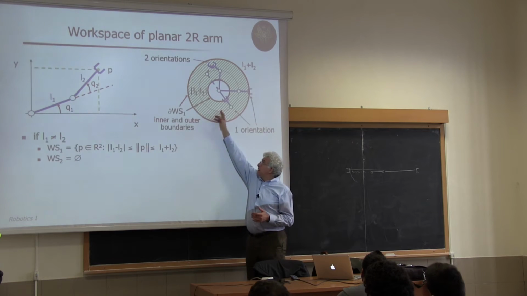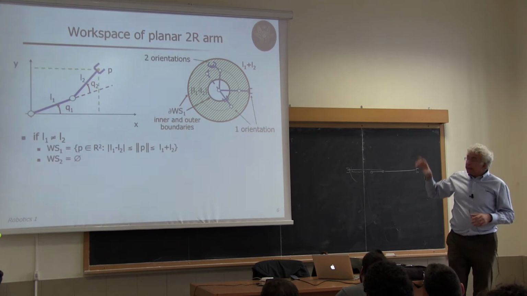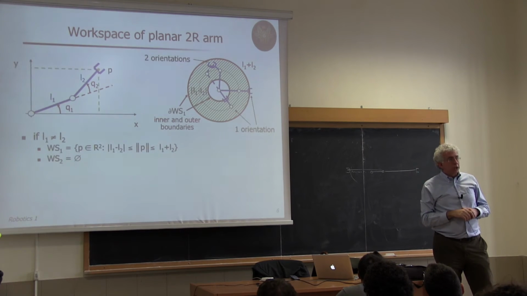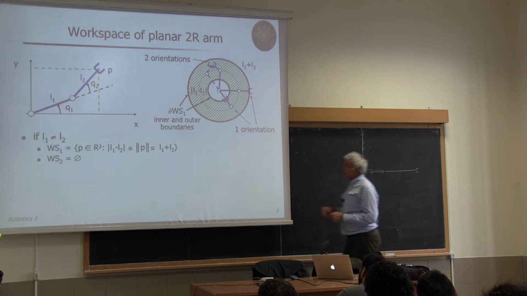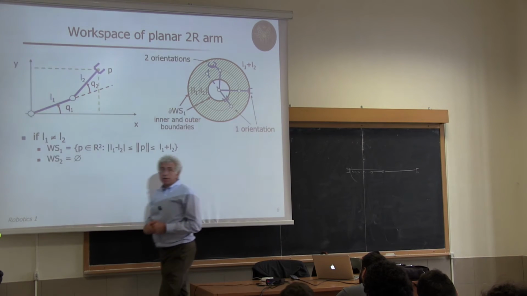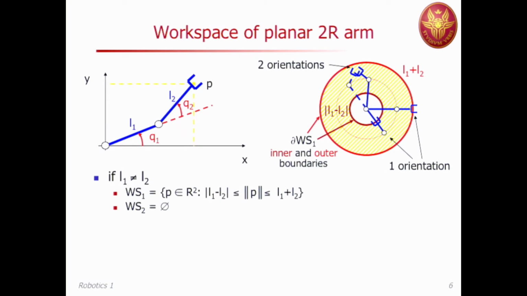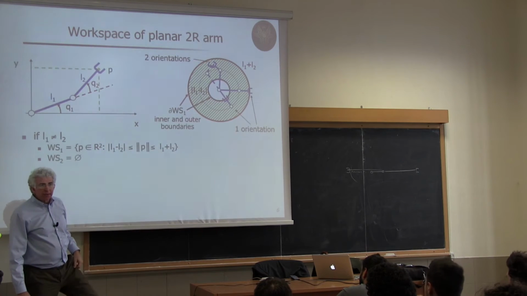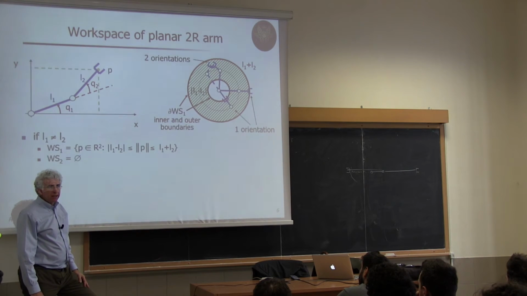Okay? And you can see also in the book some examples of the funny aspect of this workspace, even in this very simple case. Now, we can give an analytic expression to the primary workspace, which is all points in R2 whose norm is between the absolute value of the difference of the link lengths and the sum of the link lengths. Okay? Secondary workspace. Well, it should be some points inside this area.